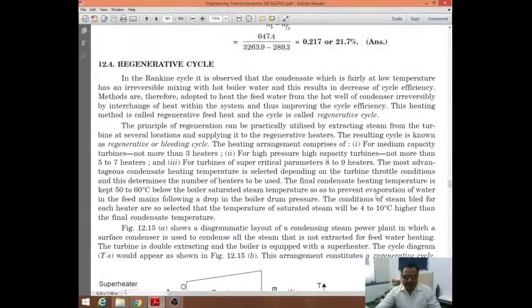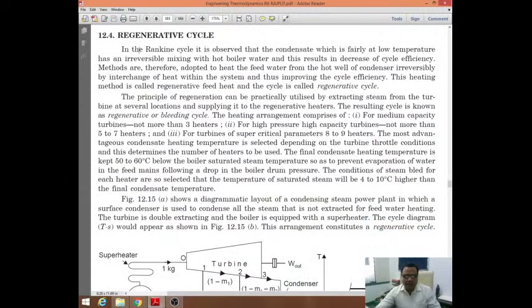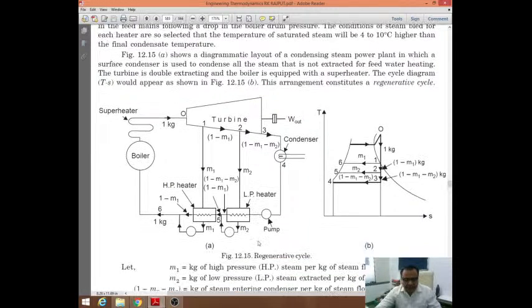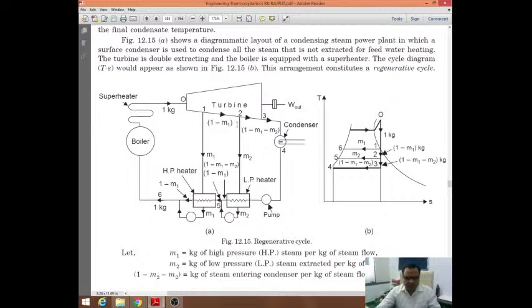Now in the next lecture I will be talking about the regenerative cycle. What is the meaning of regeneration? We'll see how the regeneration process occurs, and how these things can be analyzed. Just to give you a hint so that you can prepare your minds: you can see a boiler, then a superheater. The steam is entering the turbine, followed by the condenser and pump. So boiler, condenser and pump are intact, no change.